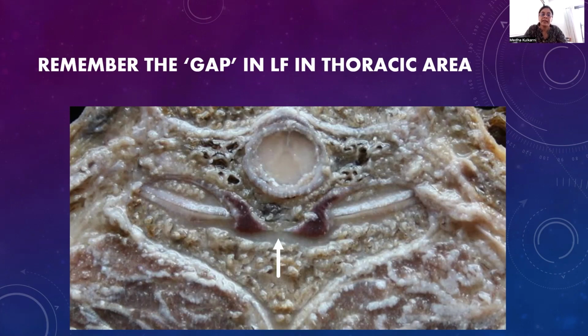There is an increased incidence of accidental dural puncture when you are going through the midline, and hence a paramedian or paraspinous approach is advocated, particularly in the thoracic area, so that you don't go through this gap in the ligamentum flavum.